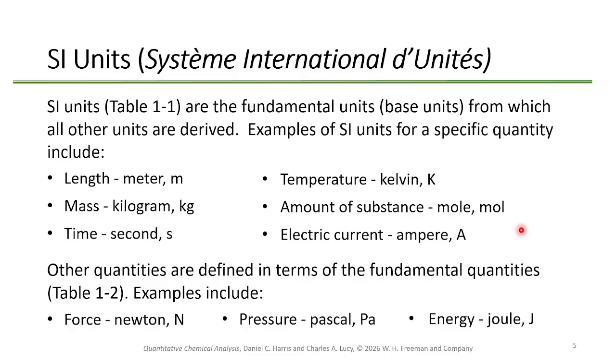So then we have the amount of a substance. This is going to be the mole, or mol. The electric current, which is the ampere, capital A. These right here are actually derived from those other units. So here we have the Newton, which is a measure of force, which is derived from these units up here. Here we have pressure, which is the Pascal, which is again derived from the other units, and energy, the joule, which is again derived from the other units.